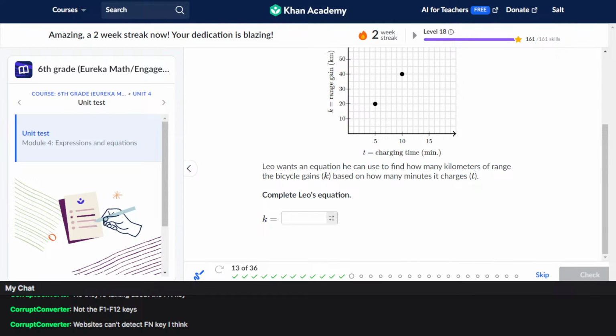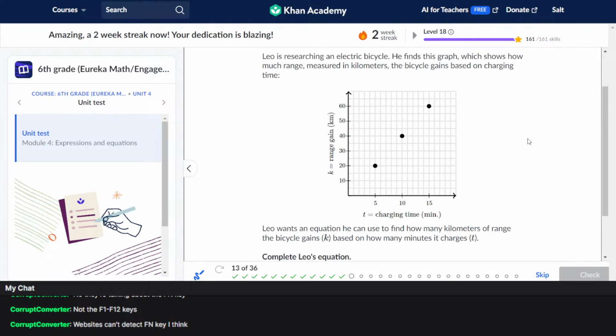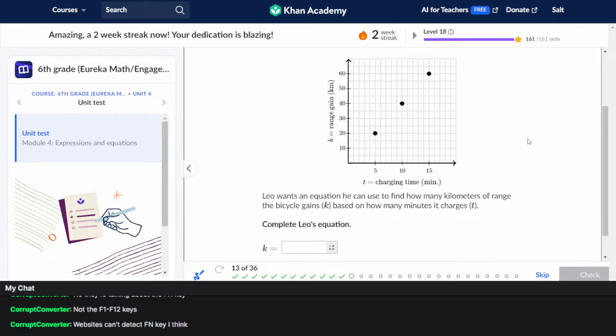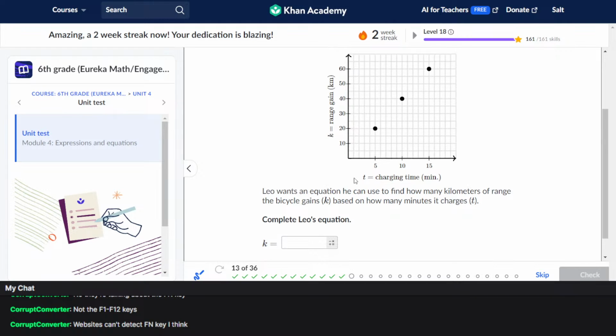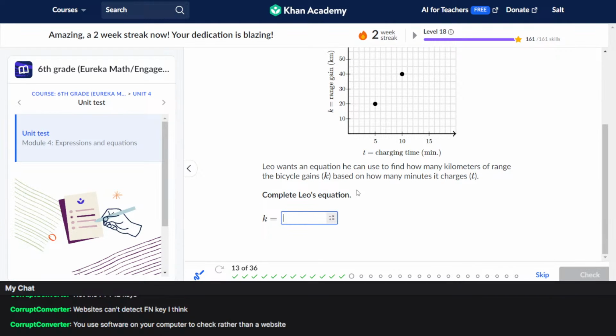Oh, they can't detect it. Okay, I got you. Corrupt Converter says interesting, websites can't detect the FN key, I think. I see. So that's why those ones weren't registering the function. Oh, that's why it was grayed out. It was gray because we can't detect this key, while the other ones were white. I see. Invest in a bottle of don't spill. Nice. Corrupt Converter says you should use software on your computer to check rather than a website. I see.